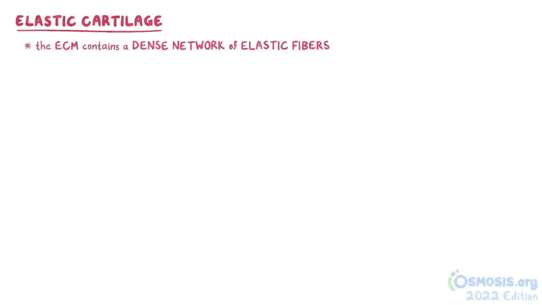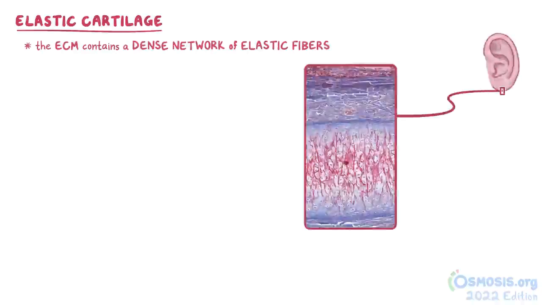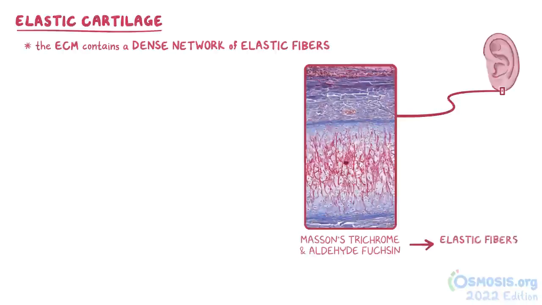Now, elastic cartilage is similar to hyaline cartilage, except the extracellular matrix contains its defining feature of a dense network of elastic fibers, which gives this type of cartilage its flexibility and elastic characteristics. This image from the pinna of the external ear is stained with Masson's trichrome and aldehyde fuchsin. The aldehyde fuchsin stain highlights the elastic fibers dark pink within the matrix of the cartilage.